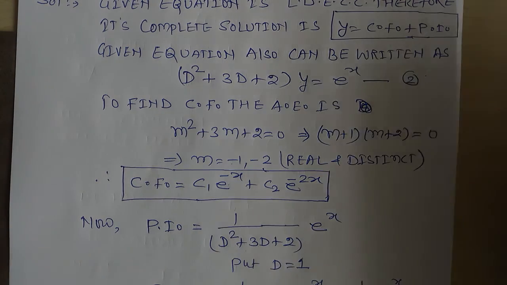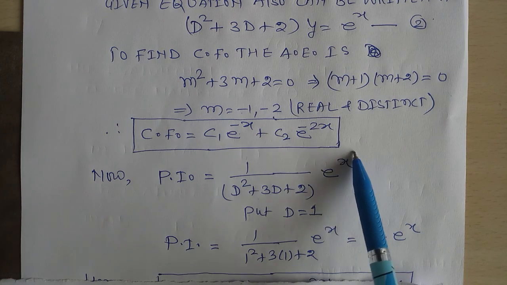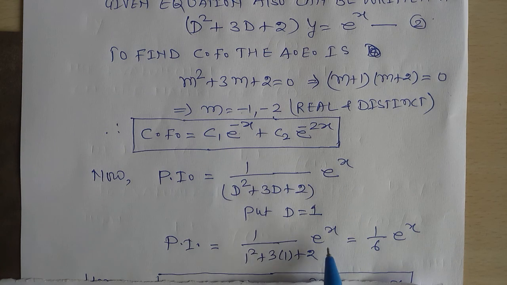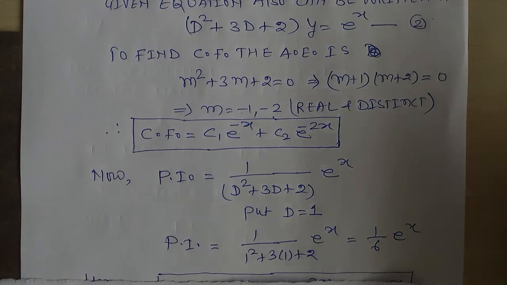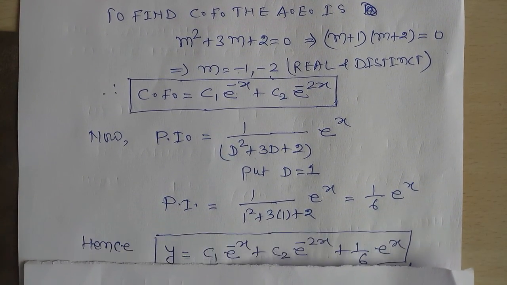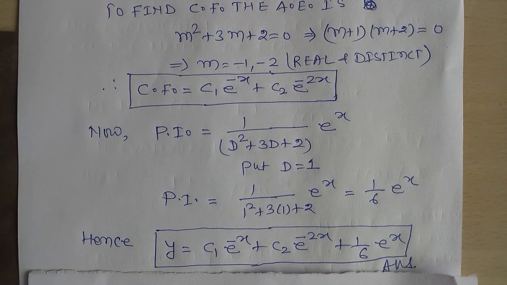And this gives 3 plus 2 is 5, plus 1 is 6. So we get 1 by 6 e raised to x. So this is the particular integral. This is the case of an exponential function, so the PI can be obtained by replacing D by a, and here a is 1, so we get 1 by 6 e raised to x. Now the complete solution of the differential equation is y equal to CF plus PI.